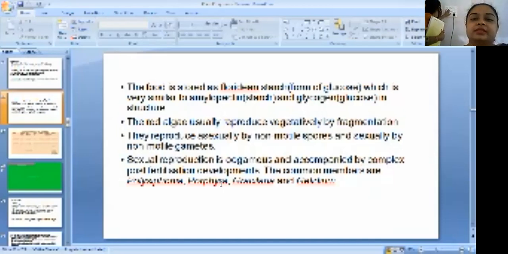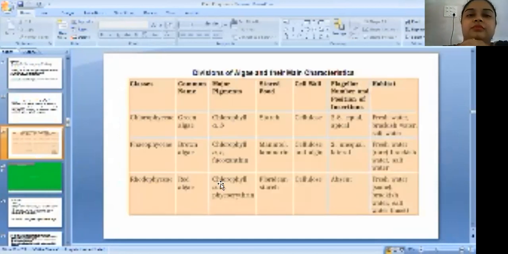Non-motile. Examples कौन से दिए? कौन से members के examples दिए हैं? Porphyra and Gracilaria and Gelidium. Yes. Polysiphonia. Yes. Now, hard to even tell, ma'am. How am I going to remember them?